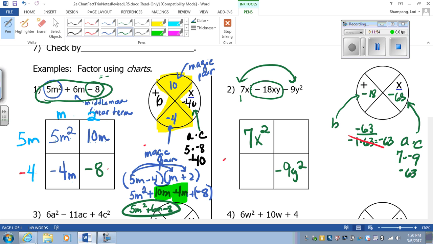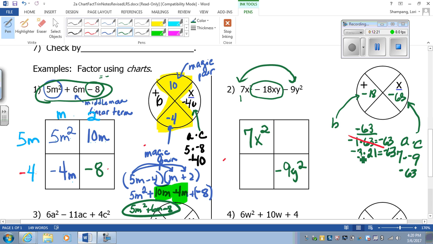What number could we multiply negative 3 by to get negative 63? Well, that ends up being 21. So negative 3 times 21 is negative 63. So negative 3 times 21 meets my requirement. I multiplied those two numbers together and I got negative 63.